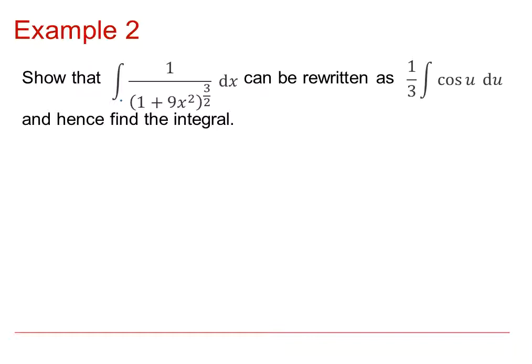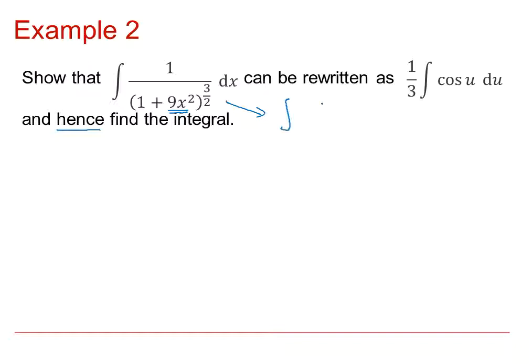So in this example we've got two things we need to do. We need to show that the integral can be rewritten as a third the integral of cos u du, and hence that should allow us to be able to complete the integration. The first problem we've got is that that coefficient of x squared isn't 1. So the first thing I'm going to do is to pull a 9 out of this bracket in order to make it a 1x squared.